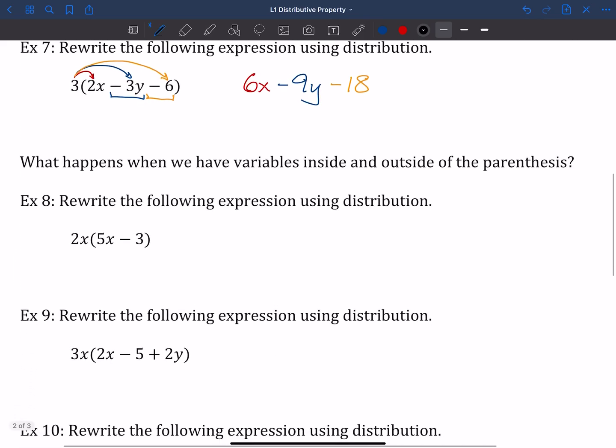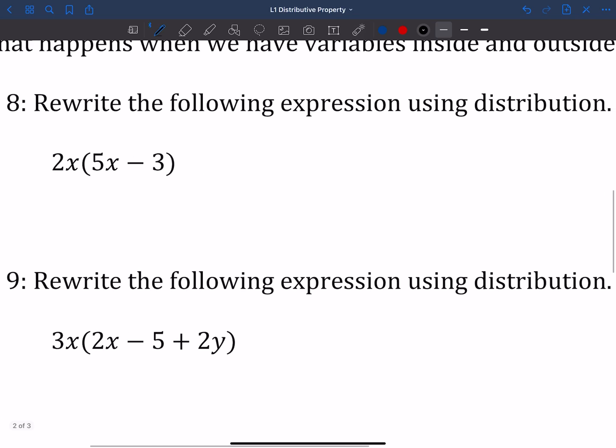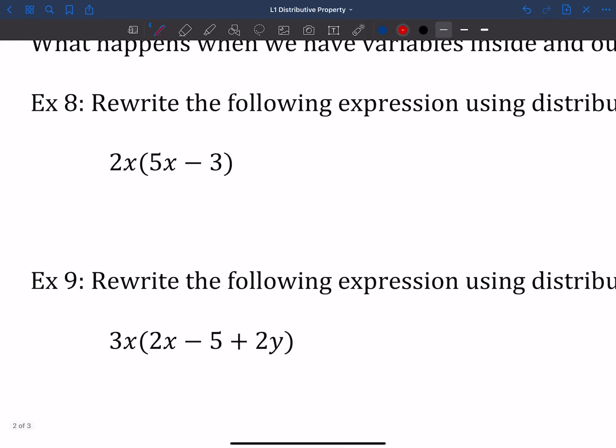So then things get a little bit trickier. We're asking what happens when we have variables inside and outside of the parentheses. So on these ones, we have some x's on the outside that we're then going to have to multiply onto the inside. Let's take a look at this. On this first one, we've got 2x, and we're going to multiply it into 5x. A little bit earlier on, I mentioned multiply the things that go together. So the 2 and the 5 can multiply to give us 10, and then the x's can multiply because they're the same thing. So x times another x would give me x squared.